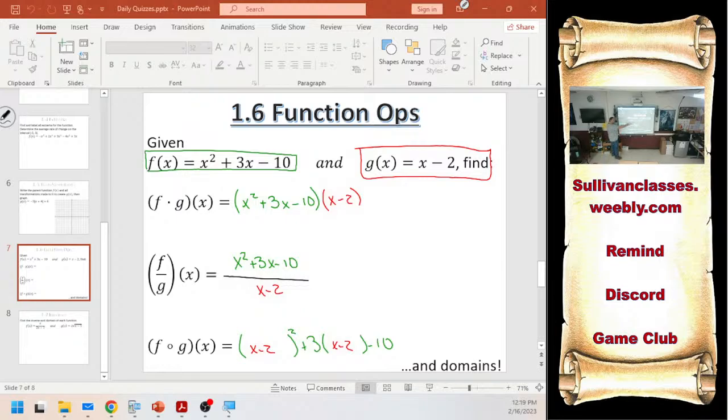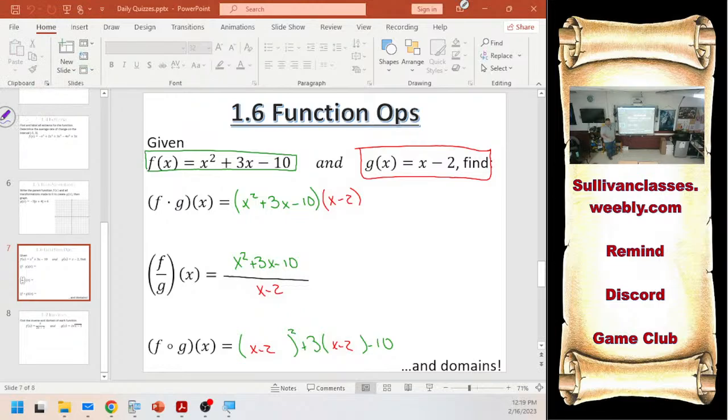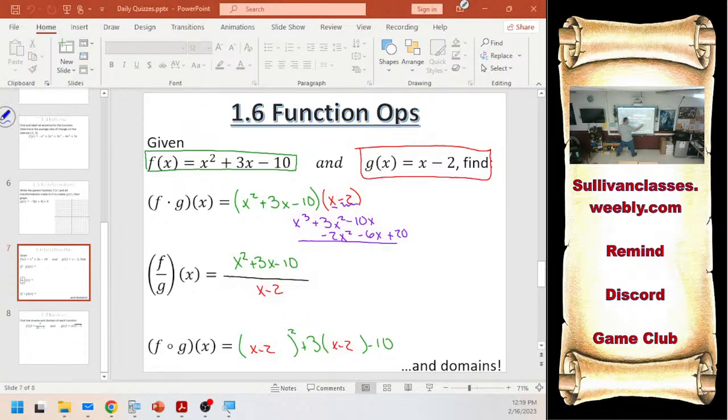Okay. This is the setup. And then we have to simplify. As we simplify, we make sure we're just not doing stuff like a freshman. X times the stuff is x to the third plus 3x squared minus 10x. Negative 2 times the stuff is negative 2x squared minus 6x plus 20. So we combine like terms, all that business, and get x cubed plus x squared minus 16x plus 20.